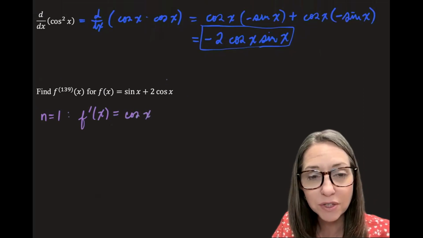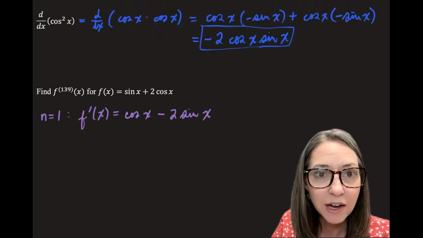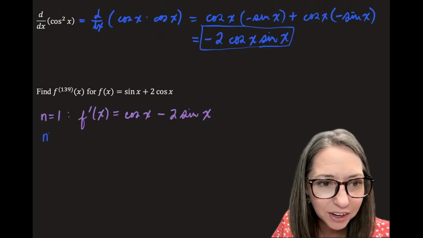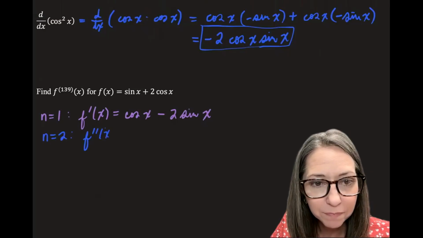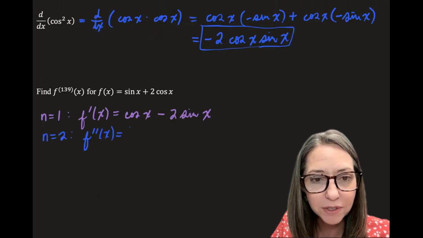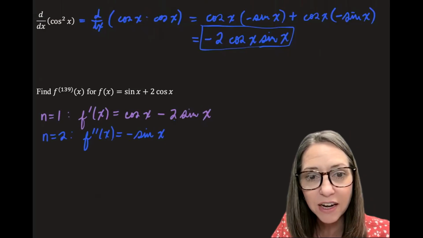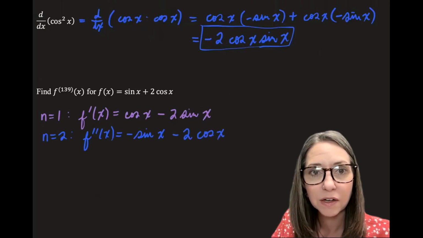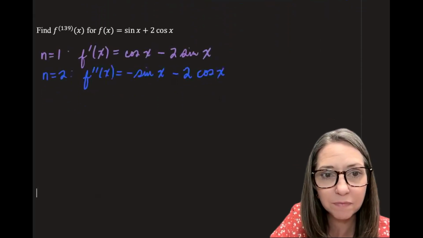And the derivative of cosine is negative sine, so that's going to become negative 2 sine of x. Okay, now I'm going to do n is 2. I think I'm going to just kind of go through the colors here. Second derivative, f double prime. Well, the derivative of cosine x is negative sine x, and the derivative of sine is cosine x, so that will be negative 2 cosine x. Don't see any patterns yet, so we're going to continue on.